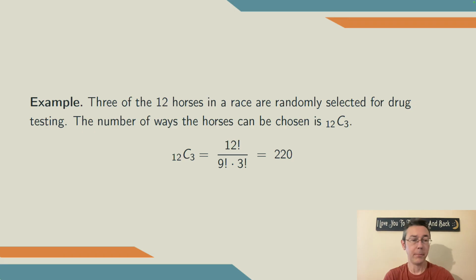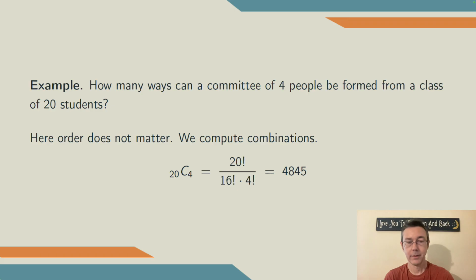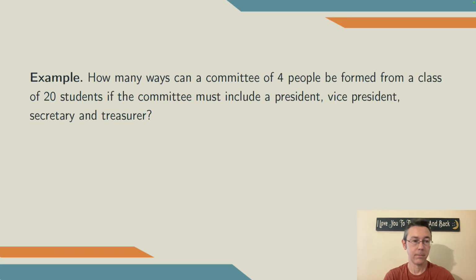Here's a solved example. 3 of the 12 horses in a race are randomly selected for drug testing. The number of ways the horses can be chosen is 12 choose 3. It doesn't matter what order these horses are chosen, it just matters which ones we choose. Here's one for you to try. How many ways can a committee of 4 people be formed from a class of 20 students? In this case, order does not matter. So we're going to compute combinations, 20 choose 4. That's 20 factorial over 16 factorial times 4 factorial, just a little bit less than 5,000.